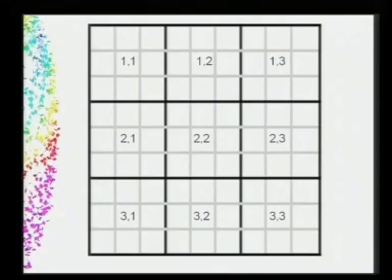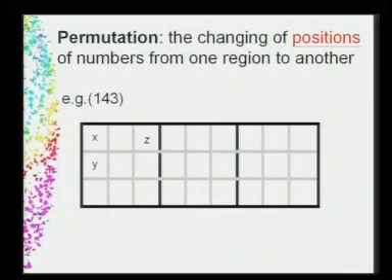In a Sudoku puzzle, we call the first 3 times 3 region 1, 1 square, 1, 2 square, and so on. We notice some special movements of numbers in one of our modified Sudoku. So we introduce the concept of permutation, because it helps us record the changing of position of numbers from one region to another. Let's look at the example.